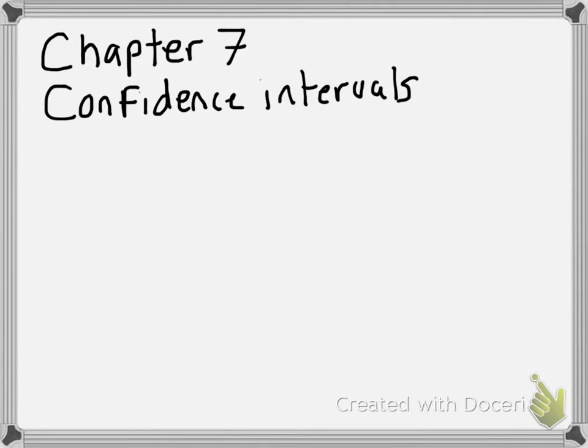So basically what we want to do is we want to start by finding a confidence interval for the mean when the standard deviation, the population standard deviation, is known. Okay. So we're going to start out. We're going to give you a procedure here.